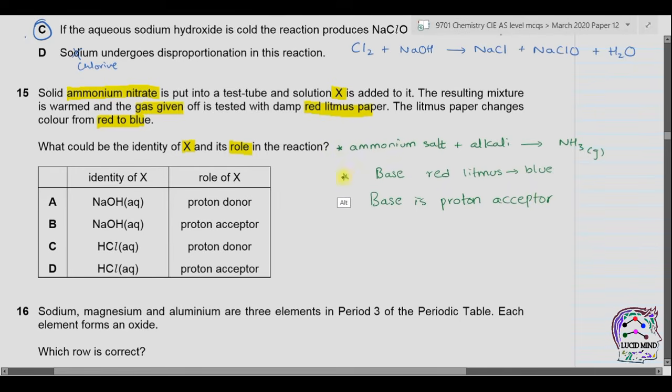So considering these 3 points, the answer is part B. Because sodium hydroxide reacts with ammonium nitrate to form ammonia gas, and ammonia gas turns red litmus to blue. And sodium hydroxide is a base, so yes, it is a proton acceptor.